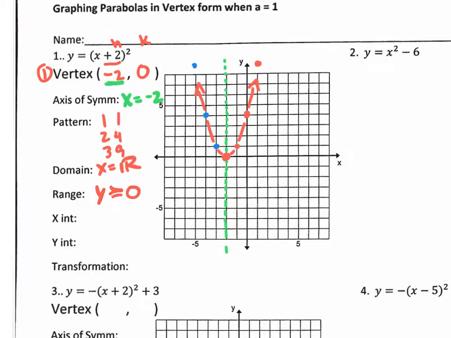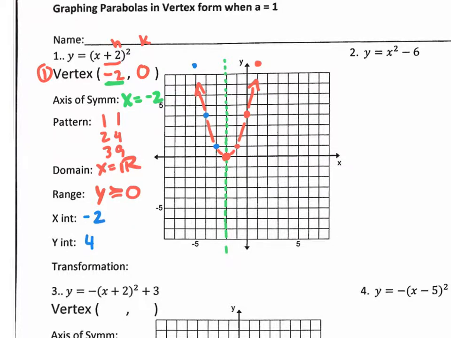How about the x-intercept? Where does it cross the x-axis? Oh, that touches the x-axis at -2 and at no other value. Here's the x-axis. It touches right here at -2. How about the y-intercept? Where does it cross the y? It crosses right here at 1, 2, 3, 4. So the y-intercept is 4.